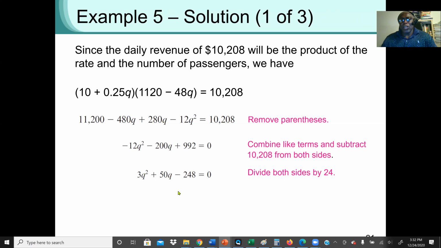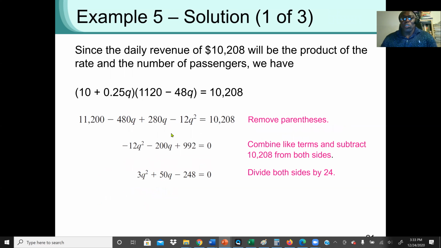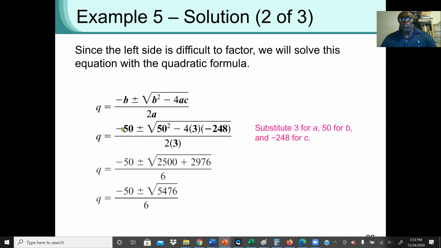So from here, we can solve the equation using the quadratic formula. The quadratic formula, as we said in our previous lectures, is negative b plus or minus the square root of b squared minus 4ac, over 2a. Going back to the equation, a is 3, b is 50, and c is minus 248. So we plug in the values: minus 50 plus or minus the square root of 50 squared minus 4 times 3 times negative 248, over 2 times 3.